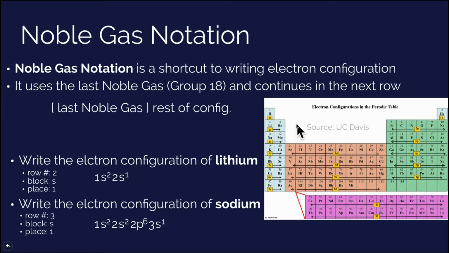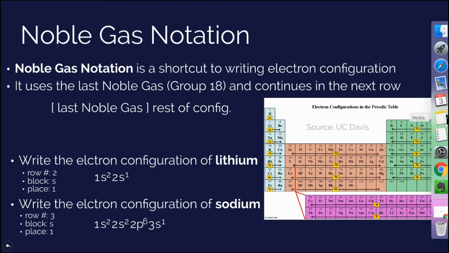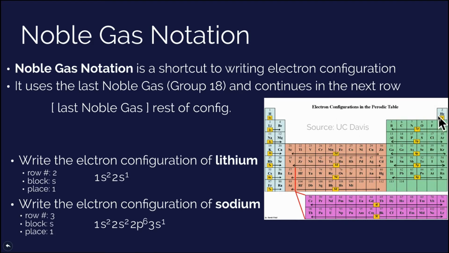Once we do that, we'll start over in the next row and show the rest of that configuration. So let's use the 2 examples we've used so far, lithium and sodium, and put them into noble gas notation. If we're focusing on lithium, lithium is right here in this third place. We want to start walking back and find the last noble gas that we went through. So from lithium, number 3, we go down to number 2. This is helium right here.